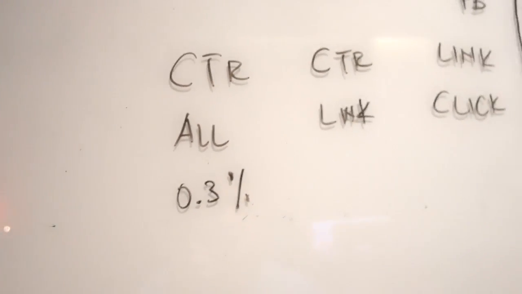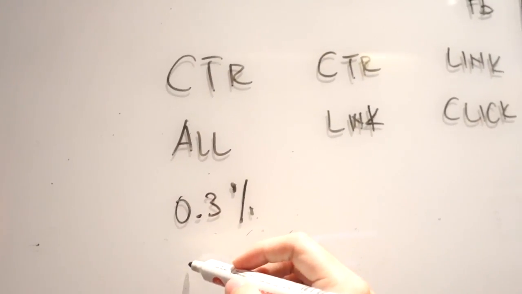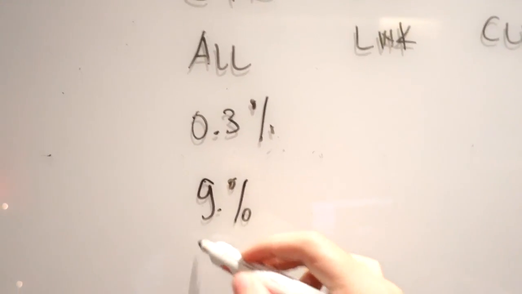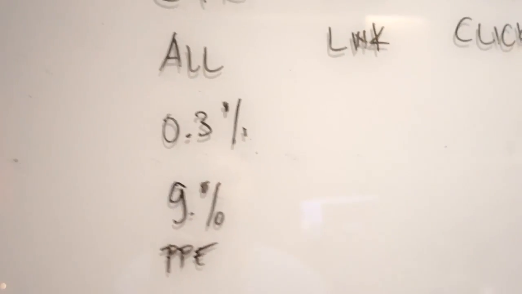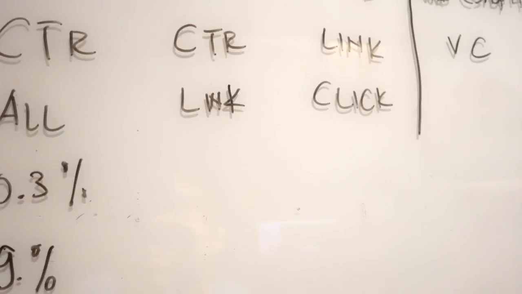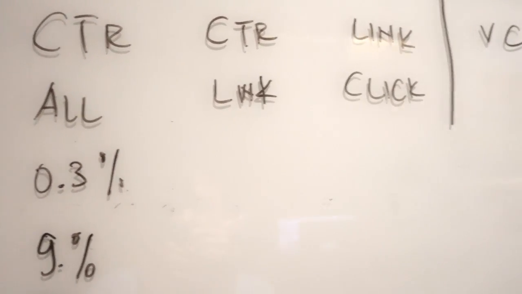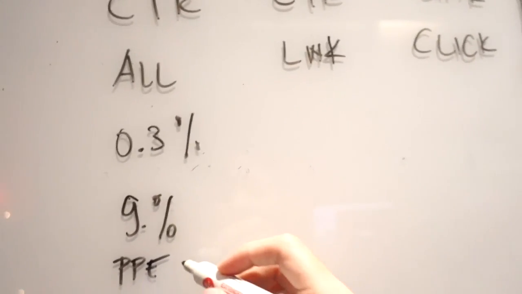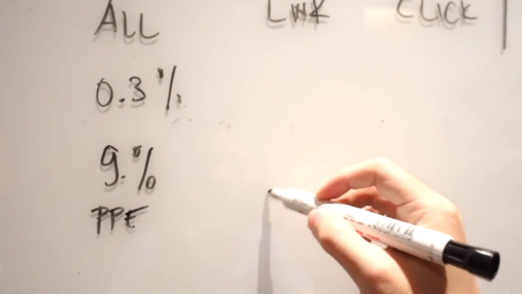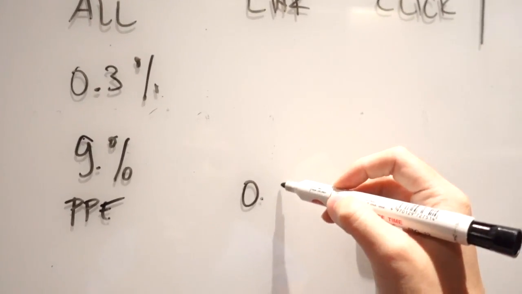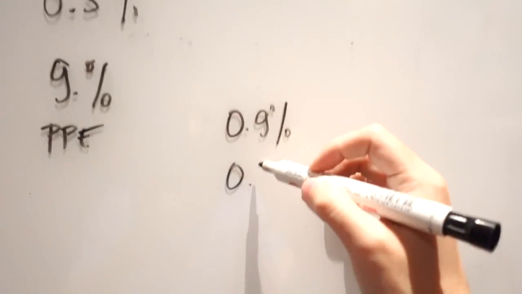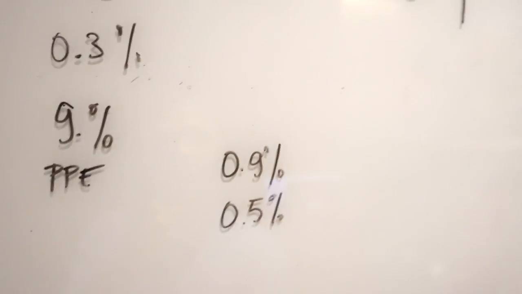Usually you will get quite a high CTR all, like 9% using PPE. Using PPE. And the second thing is CTR link. CTR link means clicks to the link on your ads. That's it. Usually if you are using PPE, CTR link will be quite low, usually less than 9%.